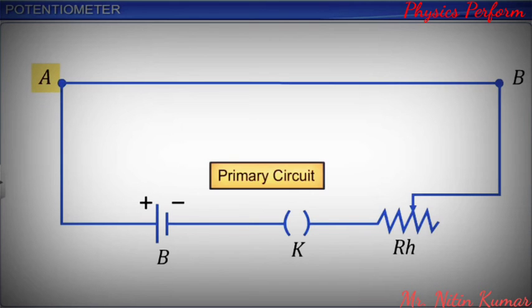The end A of the potentiometer wire is connected to the positive terminal of the battery. The end B is connected to the rheostat. When the key is pressed, let I be the constant current in the potentiometer wire along A to B. Thus, the potential gradually decreases from A to B.